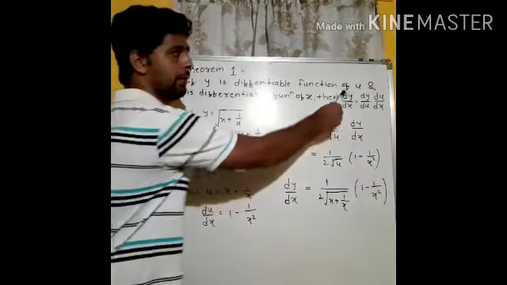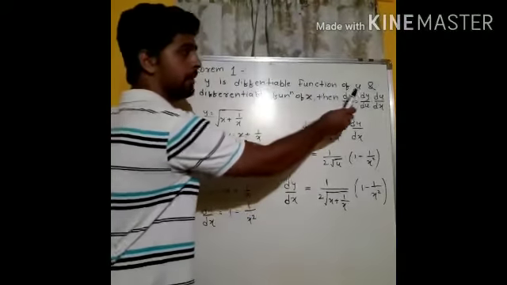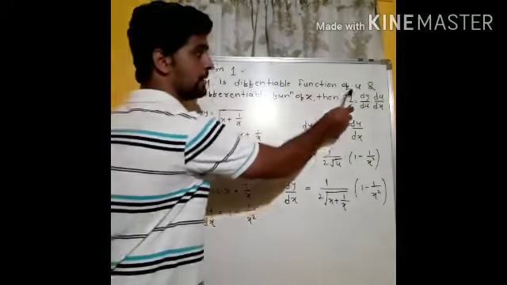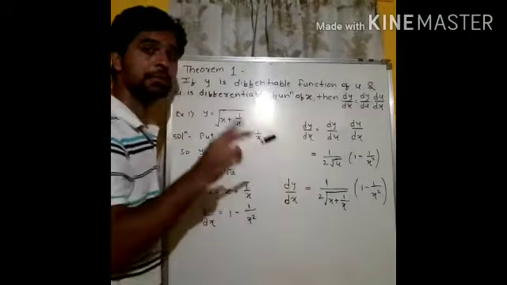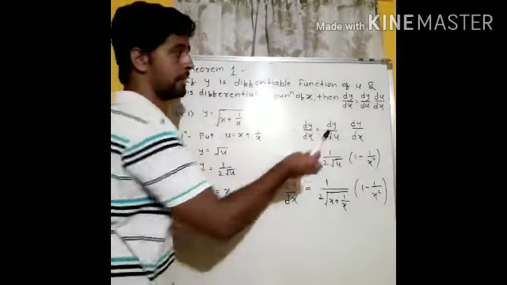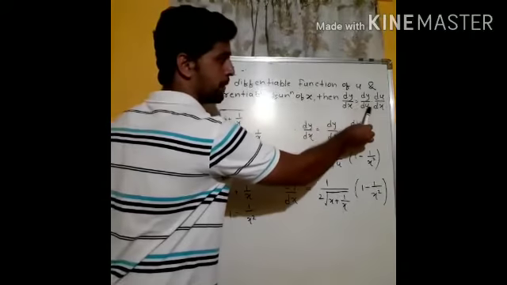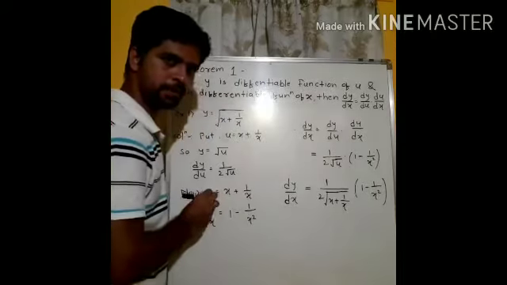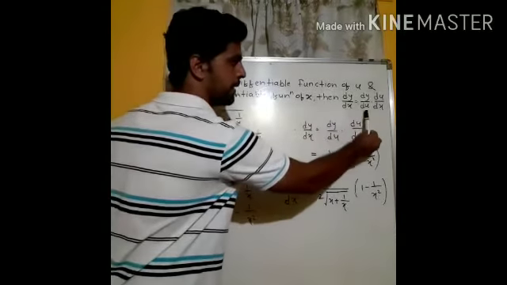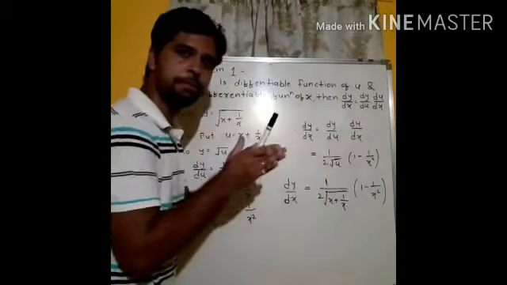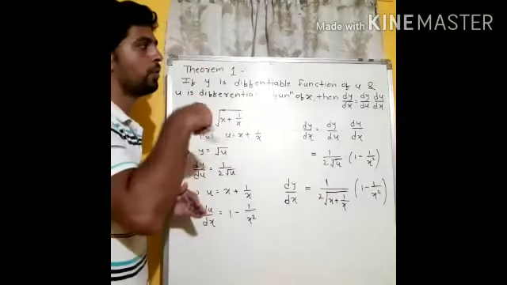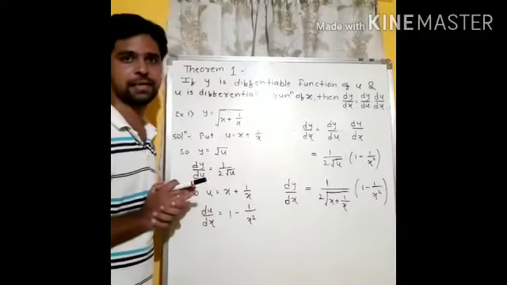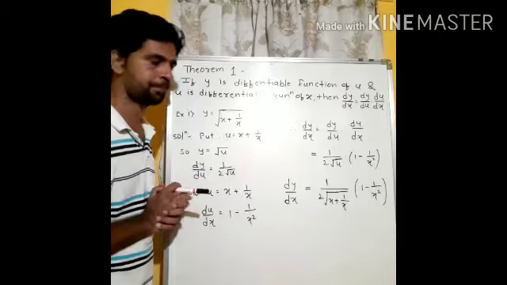Okay, dy by dx means we have to differentiate y function with respect to x, but this dy by dx is nothing but the product of two derivatives, that is derivative of y with respect to u and derivative of u with respect to x. We have to find out these two different derivatives and we have to merge them. So the result gives you derivative of y with respect to x, that is dy by dx.